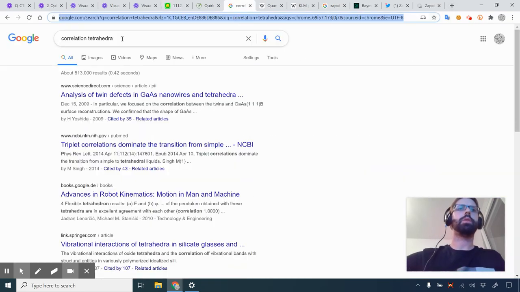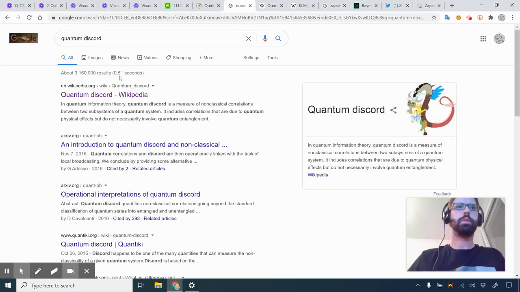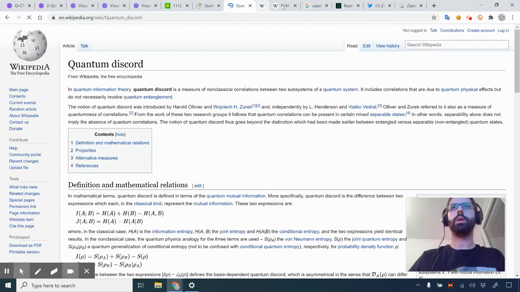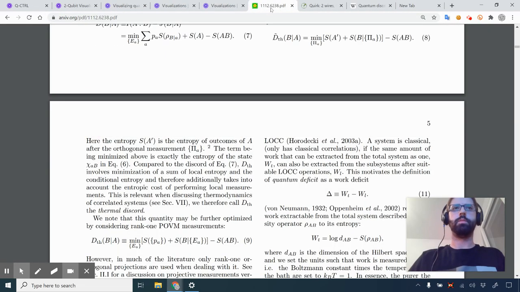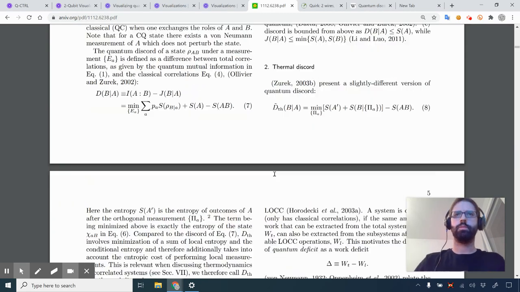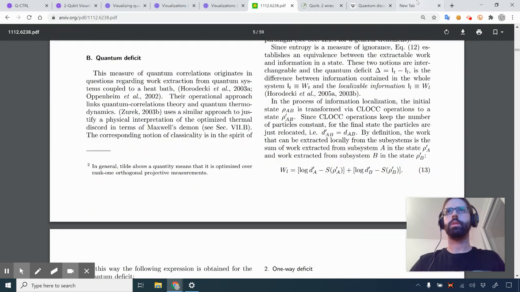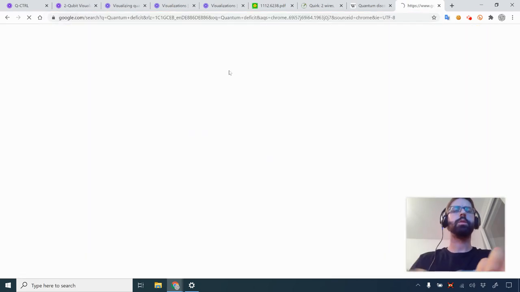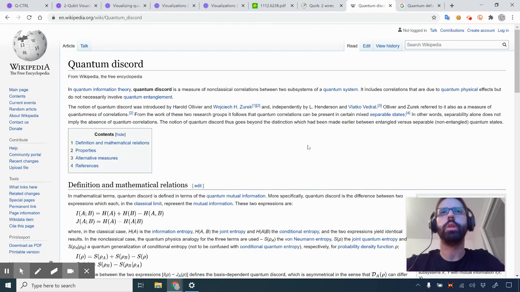Did I Google quantum discord? Yeah, and what was the other one? Quantum... properties of discord... deficit. No, it seems to be mentioned in here.